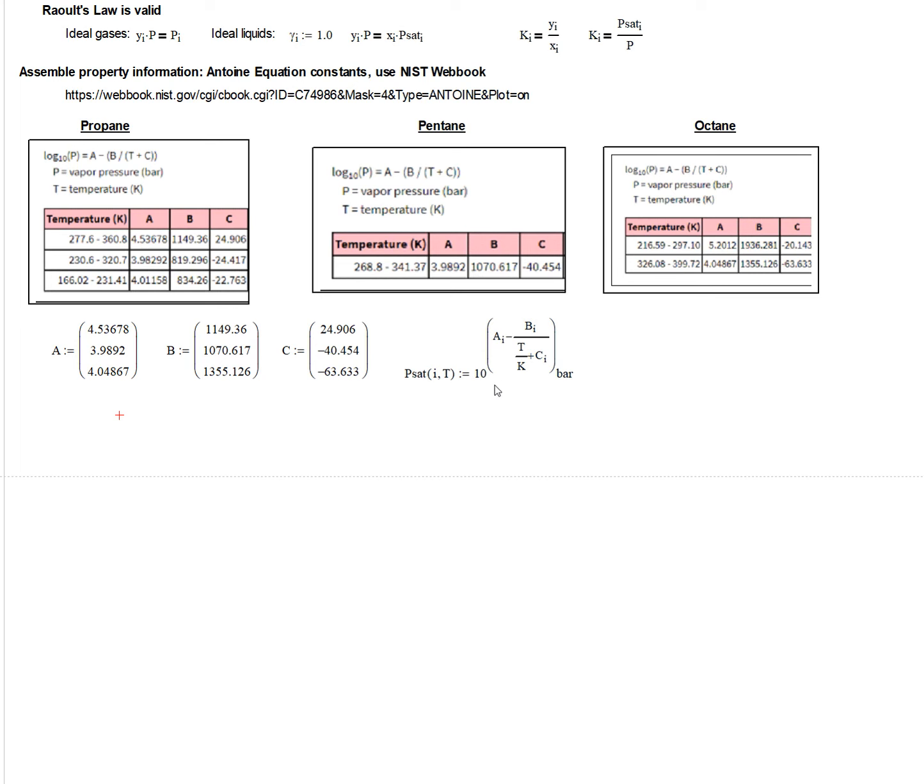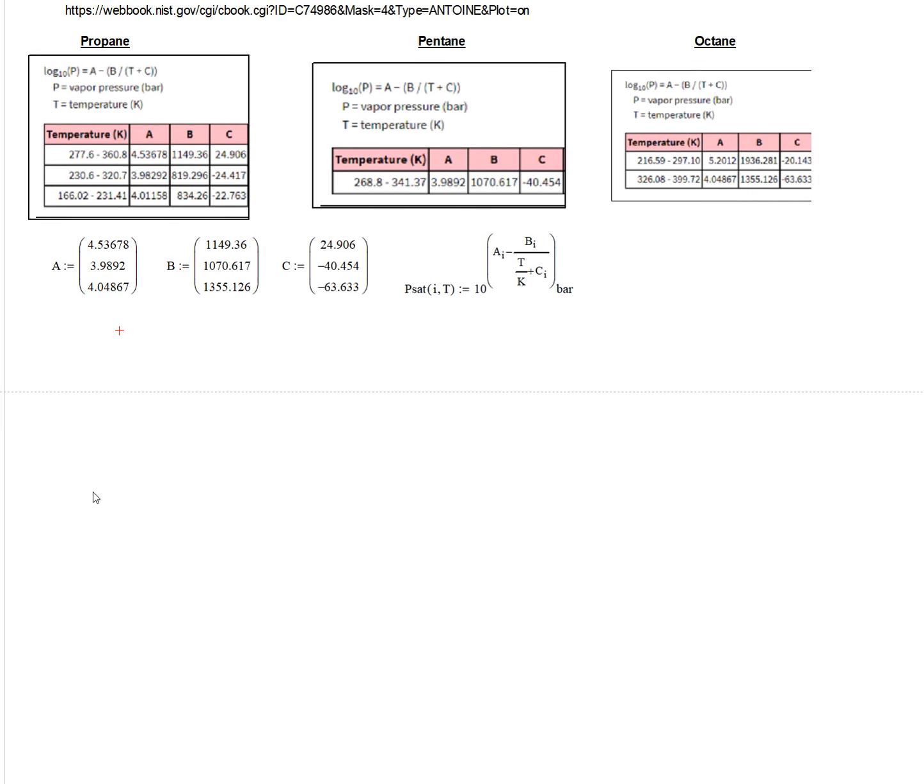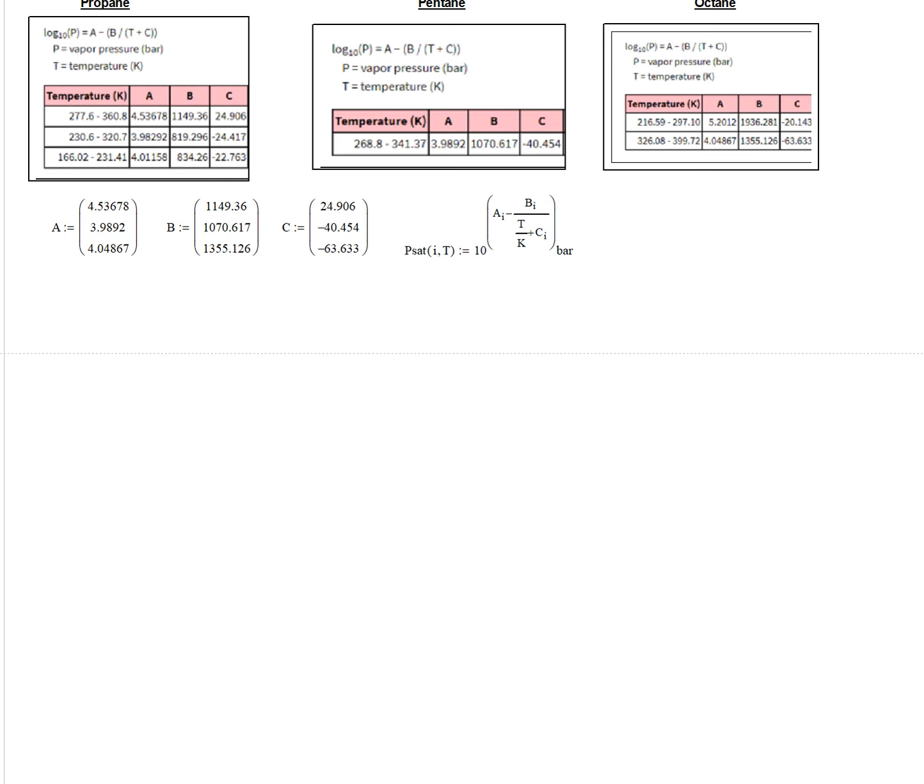If we would like, we could calculate a Psat, but again we do not know what the flash drum temperature is, so it really doesn't do us much good at this moment.